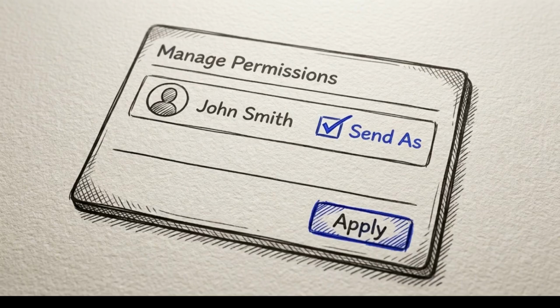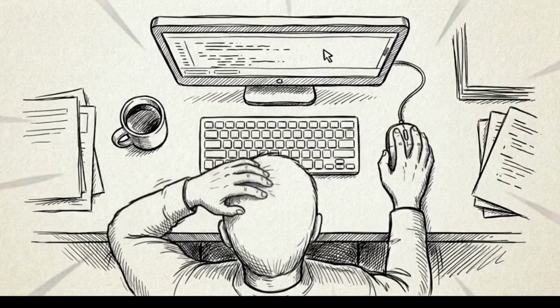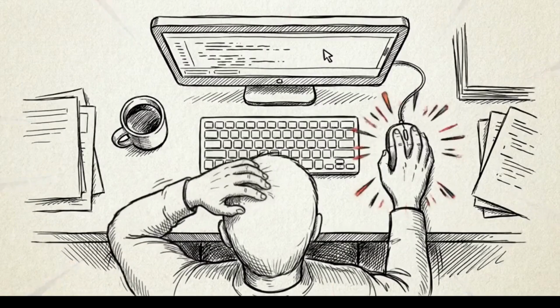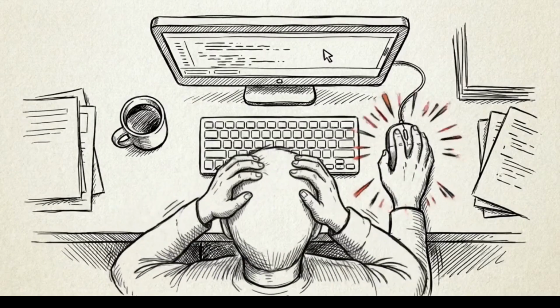In the modal, select John Smith. Check only the Send As box and hit Apply. Watch the Permissions column. Both rows immediately update from 0 to 1. By batching these assignments, you avoid repetitive clicking and eliminate the manual entry errors that usually plague large departments.